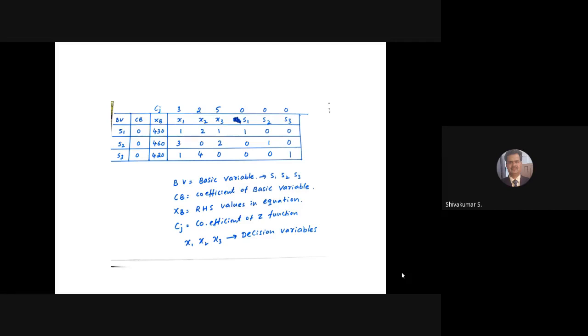You have seen now 3x1 plus 2x2 plus 5x3 plus 0s1 plus 0s2 plus 0s3. That's why here in the Cb column, corresponding to S1, S2, S3, you write 0, 0, 0. Next, the third column, Xb. That is nothing but the RHS values in the equation, the right hand values. That is the first equation 430, second 460, and the third 420.